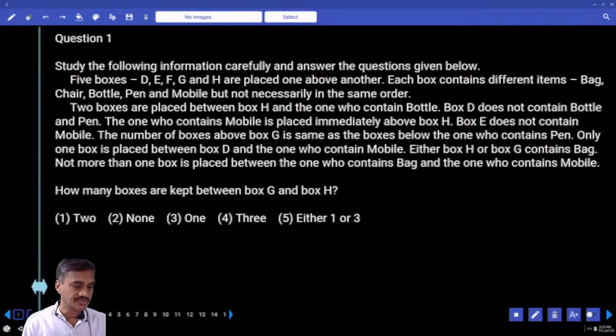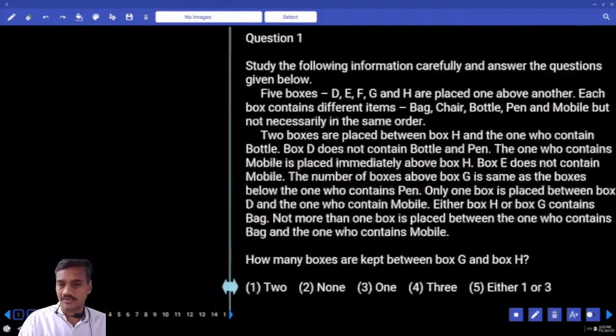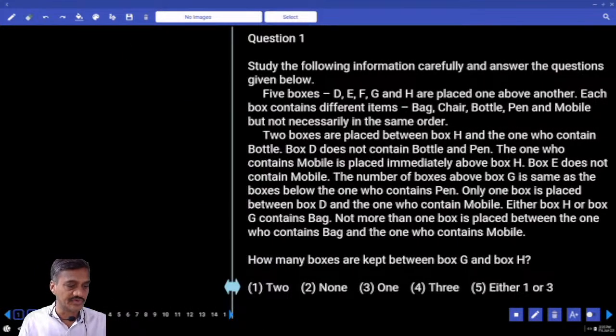Paper number 62. Now in this clerk prelim paper number 62, question numbers 1 onwards. Now 1 to 5, these 5 are based on boxes.